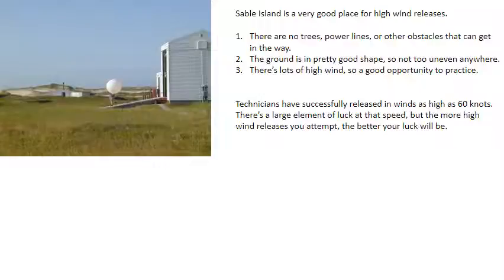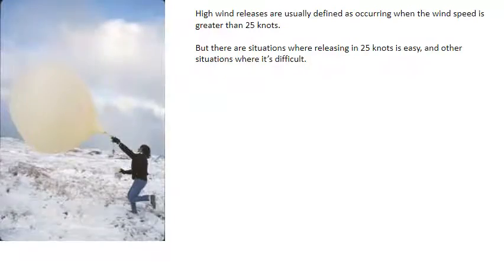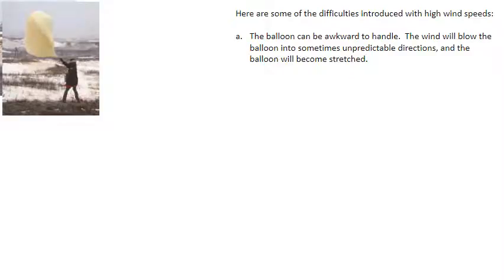Technicians have successfully released in winds as high as 60 knots, but there's a large element of luck at that speed. But the more high wind releases you attempt, the better your luck will be. High wind releases are usually defined as occurring when the wind speed is greater than 25 knots. But there are situations where releasing in 25 knots is easy and other situations where it's difficult. Here are some of the difficulties introduced with high wind speeds.